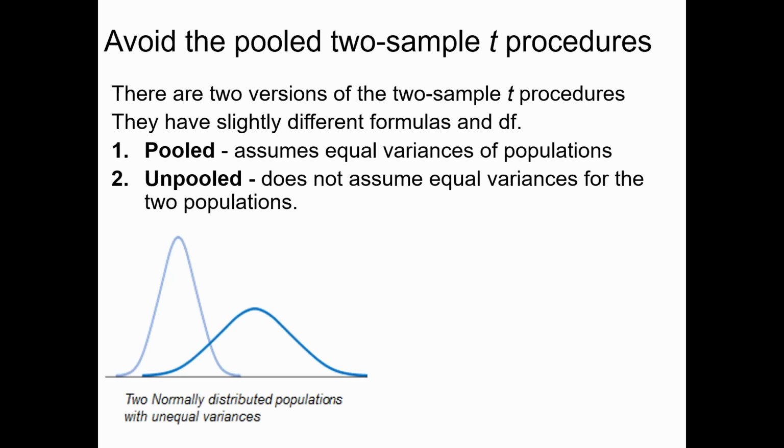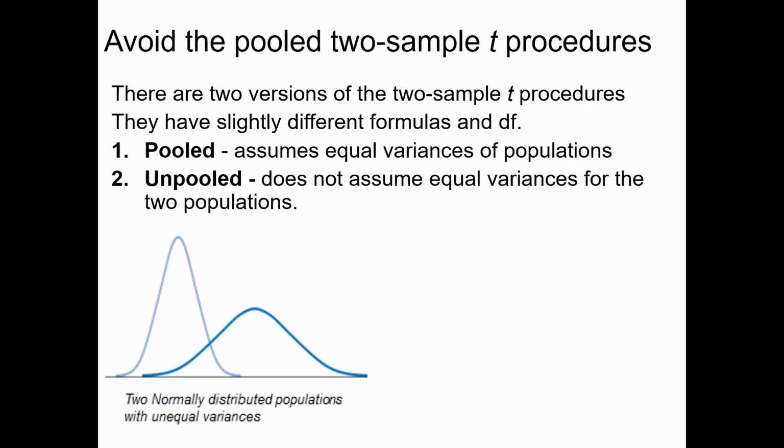So we're not going to do the pooled t-test. The default in R is the unpooled t-test. So the pooled, what that means is that it assumes equal variances of the populations, and unpooled means it does not assume equal variance for the populations.